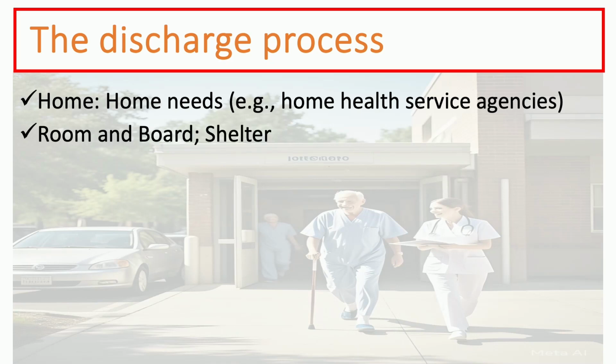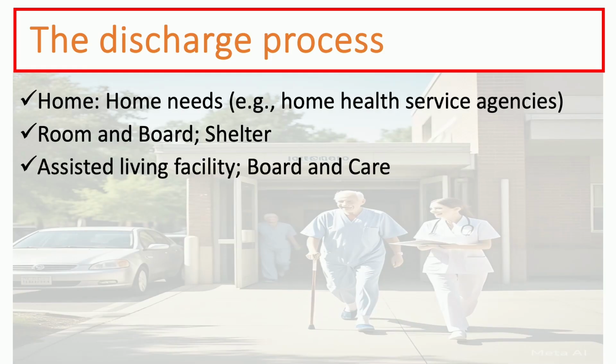Unfortunately, some patients might not have a home, and you might need the help of a case manager to see if they can arrange some shelter for them upon discharge, room and board, another place they can go to, and also they can give them some basic services if they don't have access to that. Assisted living facility or board and care if they need a little bit more help going home. This can be another option for some patients.